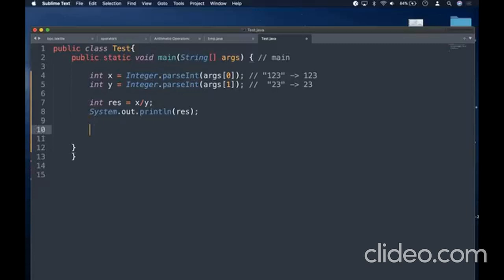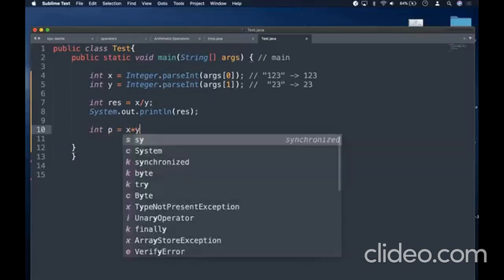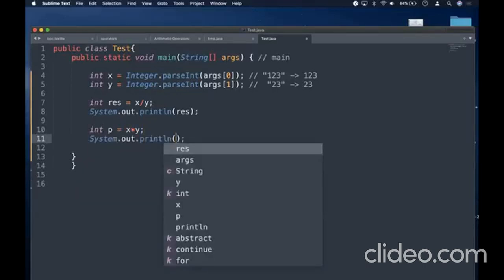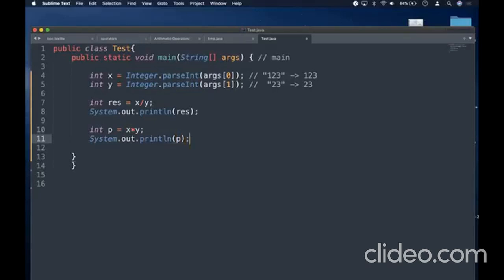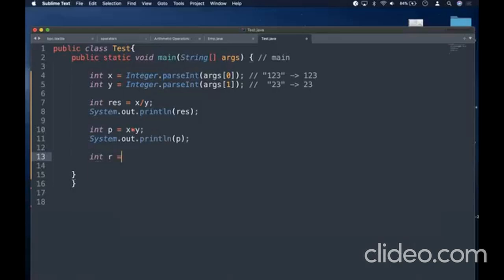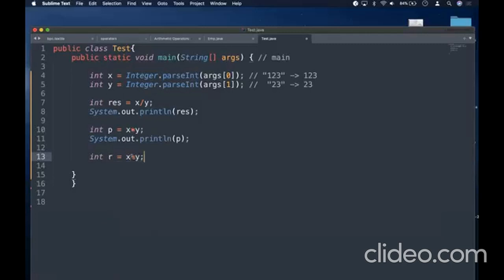Then I want to do a kind of modulus. Before the modulus, let me do int p equal to product equal to x into y. Let me also print this x into y value, that is p. And here I just want to make an int remainder. So the remainder is going to be x modulus of y.